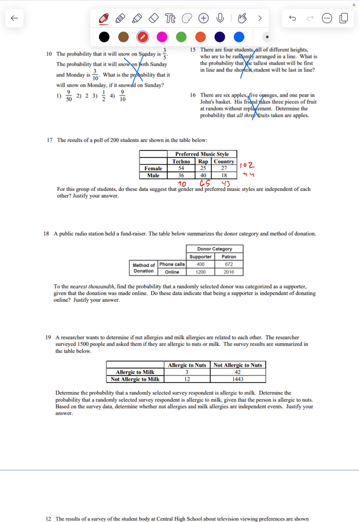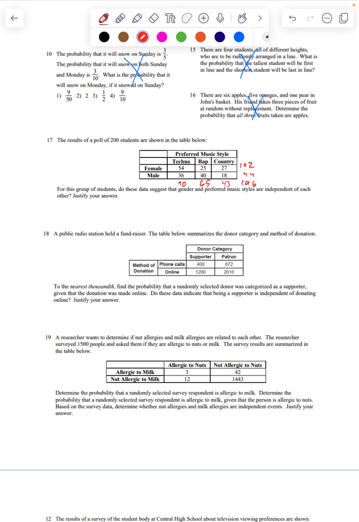All right. And 102 plus 94. And I cannot do basic math, yo. 102 plus 94 should be 196.